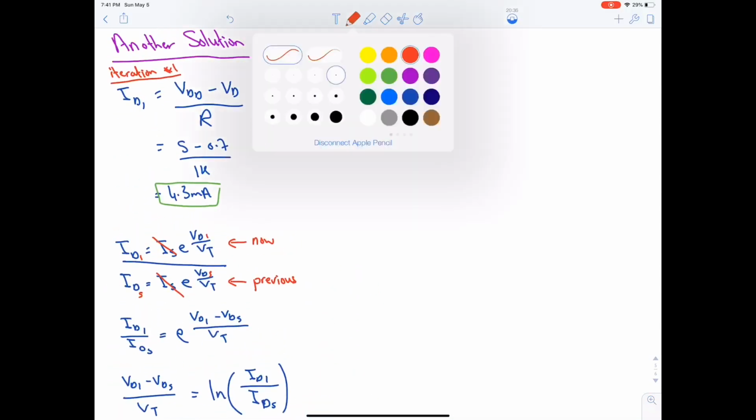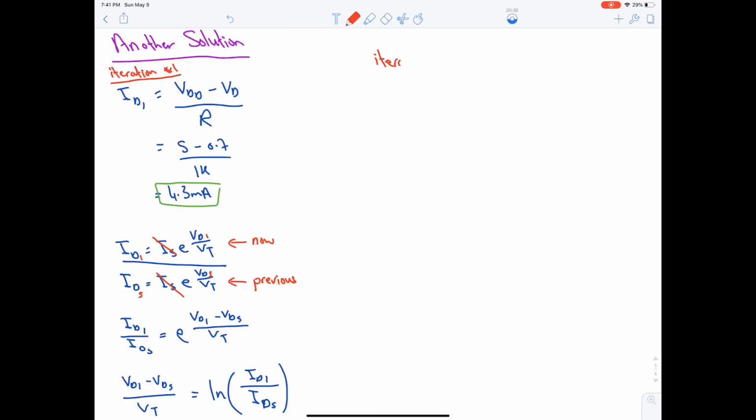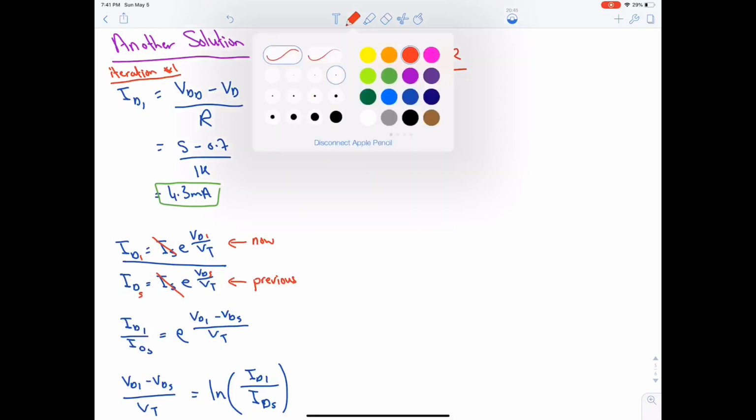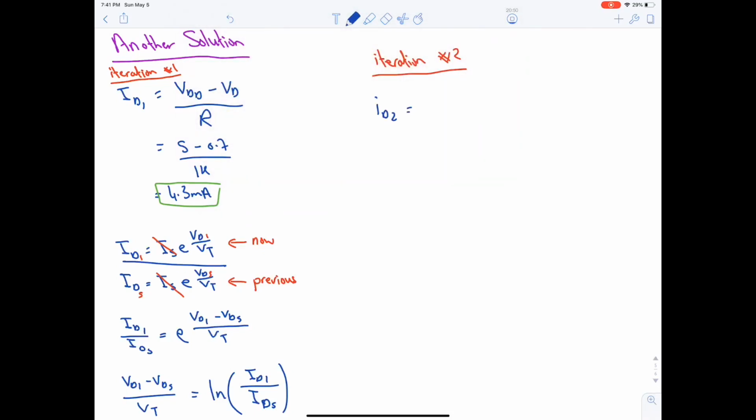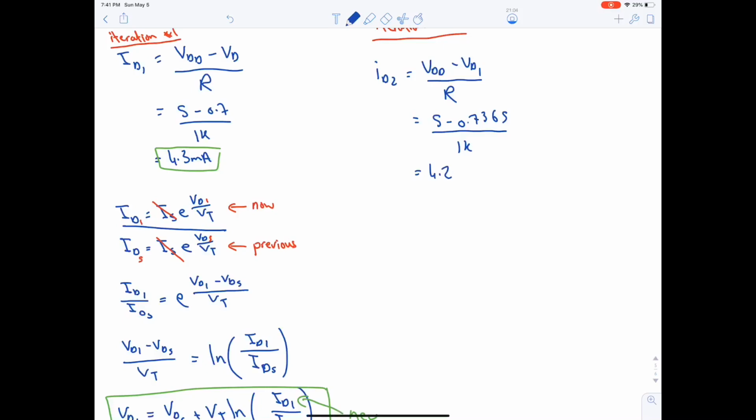Let's move on to the second iteration, iteration number 2. Finding ID2 is equal to VDD minus VD1 divided by resistance. VDD is 5 minus 0.7365 divided by 1K, which will result in 4.26335 milliampere.